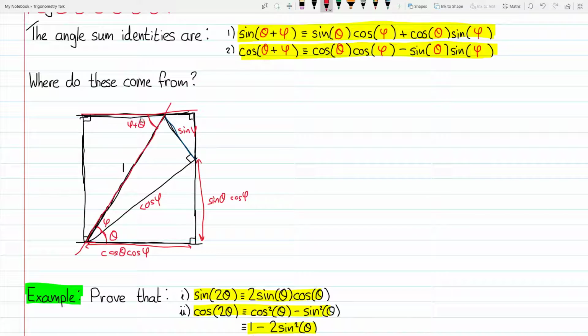Well, what does that mean? Well, it means that this length here, if we look at this length, is going to be the hypotenuse times the sine of phi plus theta. Whereas this length here is going to be the hypotenuse, which is 1, times the cosine of phi plus theta. Can you see where this is sort of going? How we're slowly getting closer to these identities.